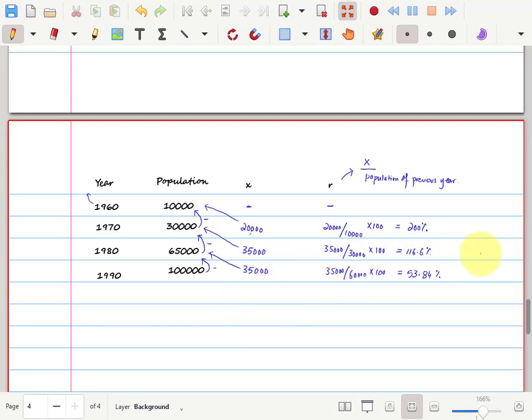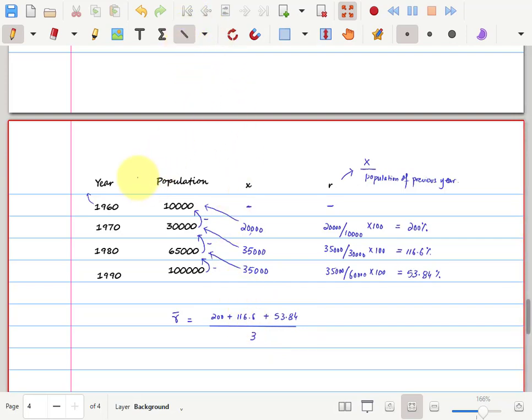Now we need, as we said, R is the mean per decade percentage increase. So to find out the mean, R mean is going to be equal to, we need to sum up all the values of R and divide it by 3 because there are 3 terms. 200 plus 116.6 plus 53.84 and then divide it by 3 because there are 3 terms.